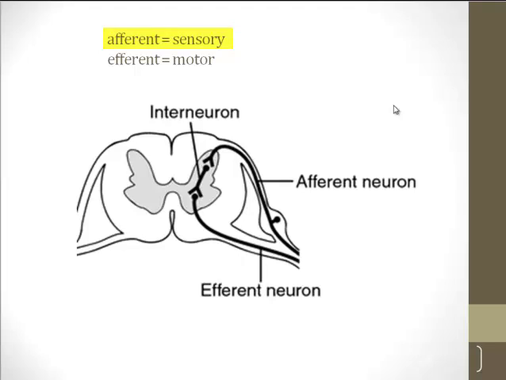But I just wanted to point out here that some scientists use the terms afferent and efferent neurons. So afferent is a sensory neuron. In other words, it's being affected by a sensation, and efferent is the motor neuron. It is going to affect something, make something happen. And of course that interneuron is housed right there in the gray matter tissue of the spinal column.